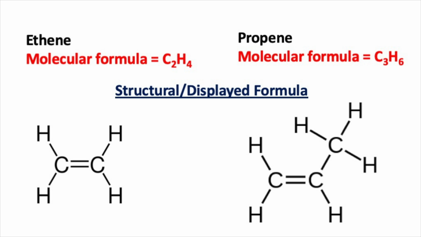Now in organic chemistry, chemicals from oil, it is often more useful for you to draw the structural formula, because the structural formula shows the arrangement of atoms within that molecule. And the structural formula of both ethene and propene is shown on this slide. And this shows clearly that both are alkenes because they contain a carbon-carbon double bond.